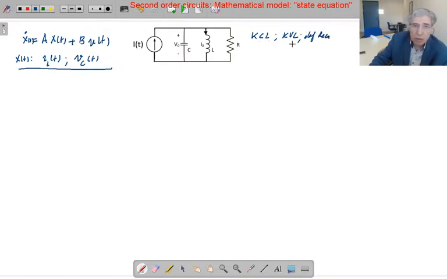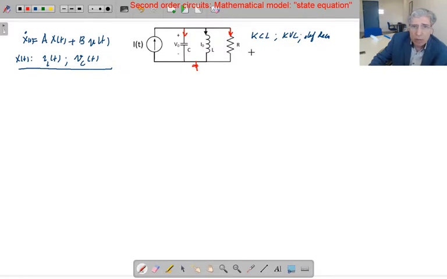So let me write all that. In order to write that, we need to put references for that. I have chosen the current references downwards. So there are two nodes. One of them is the ground, so that's ground. And I'm going to write Kirchhoff current law equation for this node, just one of them.